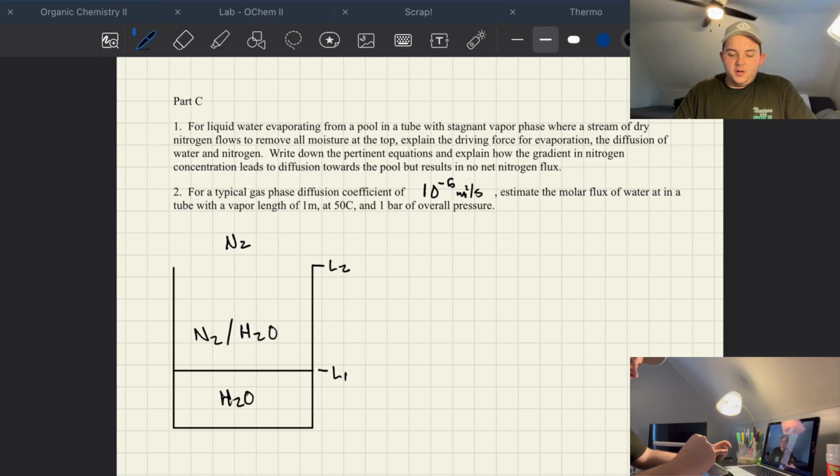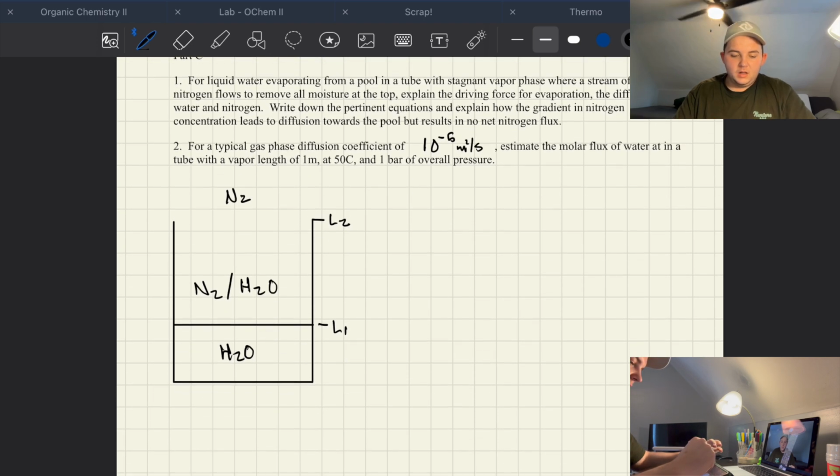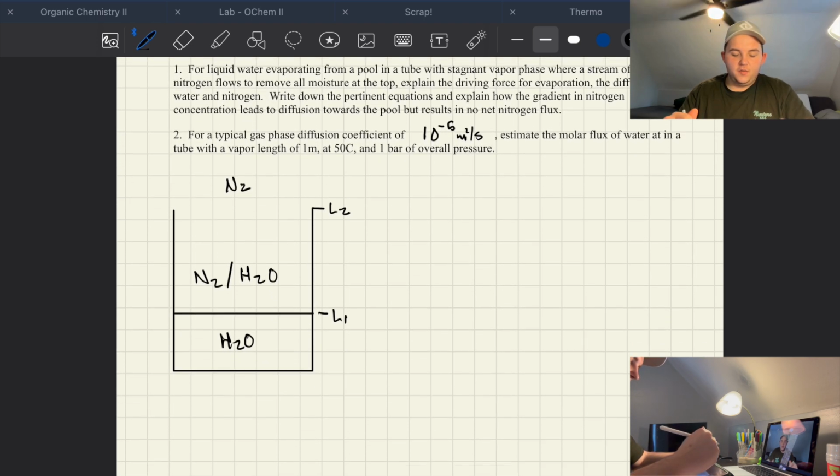Write down the pertinent equations and explain how the gradient in nitrogen concentration leads to diffusion towards the pool, but results in no net nitrogen flux. So we're just going to focus on part 1 for now.